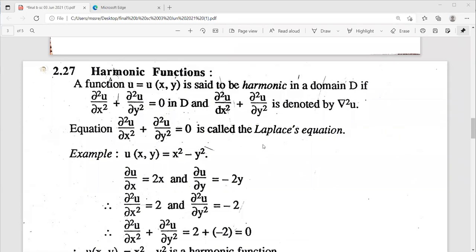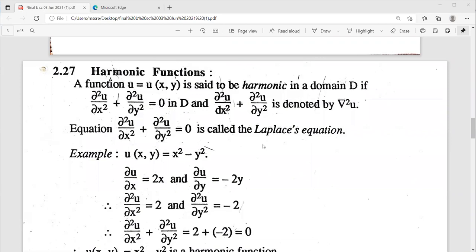Now write u equals 2xy. Take another example, u equals 2xy. What is the partial derivative of u with respect to x here? Keeping y constant, 2y. Good. Again differentiate that with respect to x: 0. So del square u by del x square is 0.